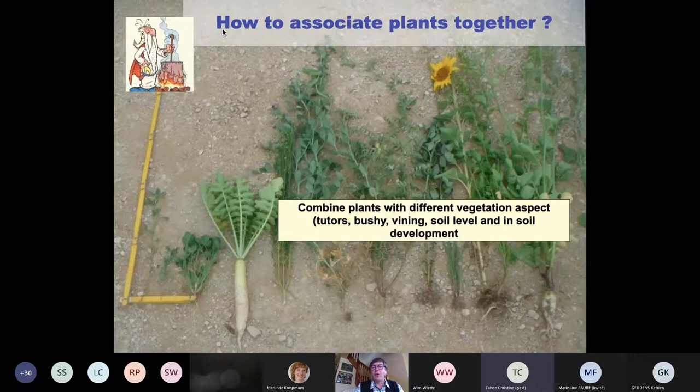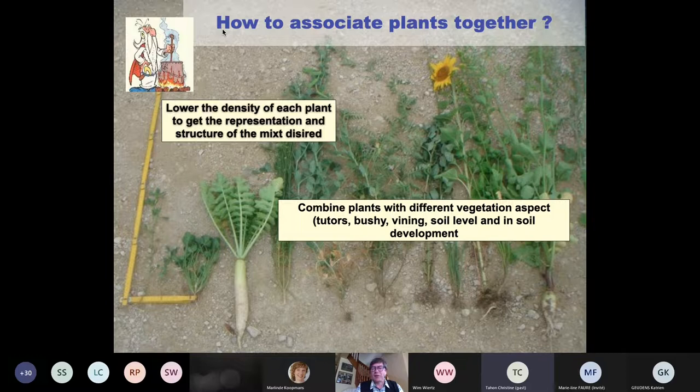So there is no magical recipe. Just try to follow some good sense, and you will find a way to organize plants. There are plants that are tutors, there are winding plants, there is legume, there is the radish in the soil, but there are all kinds of mixes.